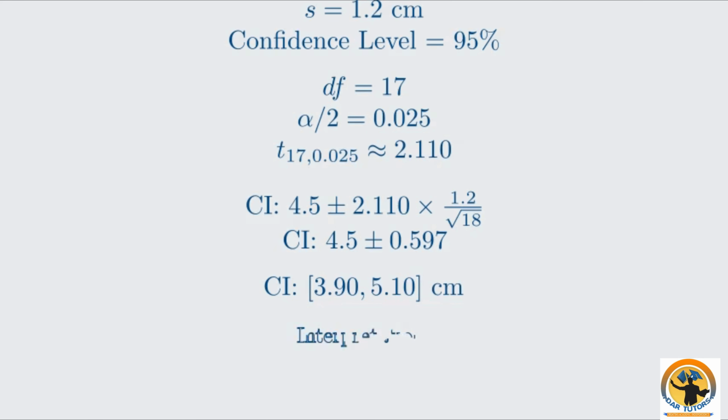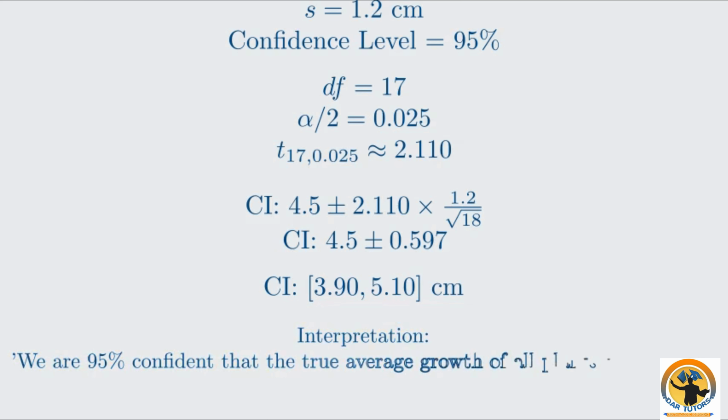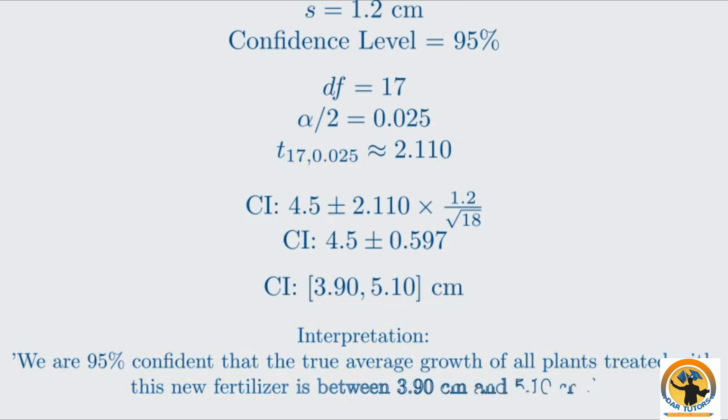For part B, to interpret the interval, we would say, we are 95% confident that the true average growth of all plants treated with this new fertilizer is between 3.90 centimeters and 5.1 centimeters.